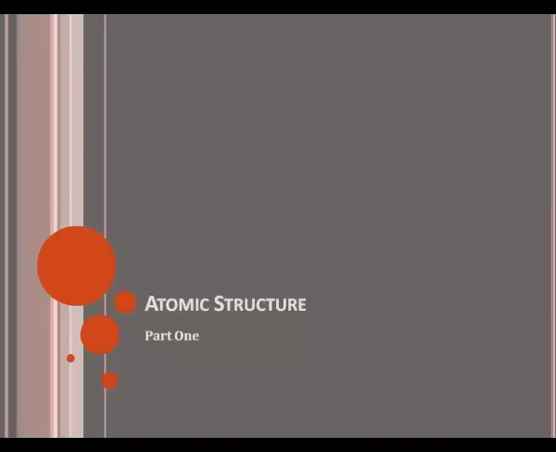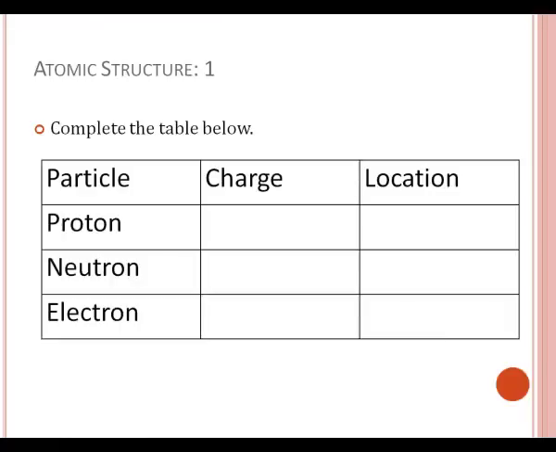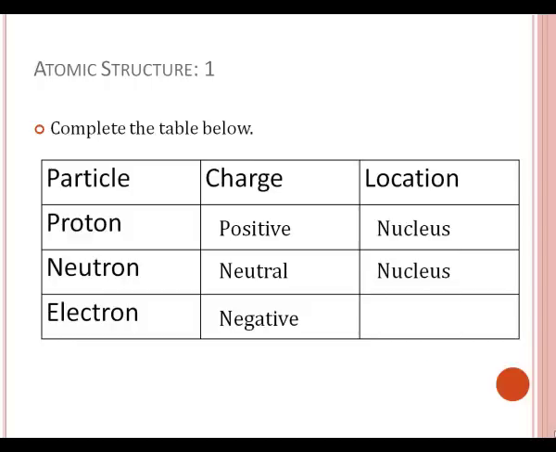The first section that we're going to work on is atomic structure. First question asks us to complete a table. We have to fill in the charge and location of the subatomic particles. Protons are positive, neutrons are neutral, and electrons are negative. Both protons and neutrons are located in the nucleus, whereas electrons orbit the nucleus.